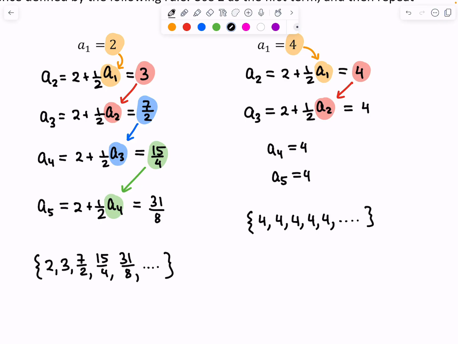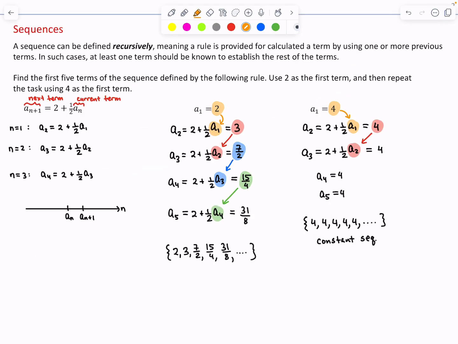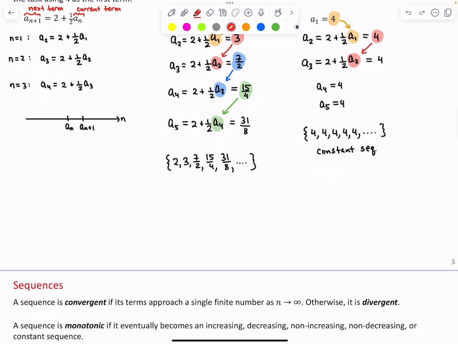This is known as a constant sequence. So even though we had the same recursive definition that tells you how to go from term to term, the different choices in starting value made all the difference in determining what the sequence ultimately would be. Okay, moving on to the next page.